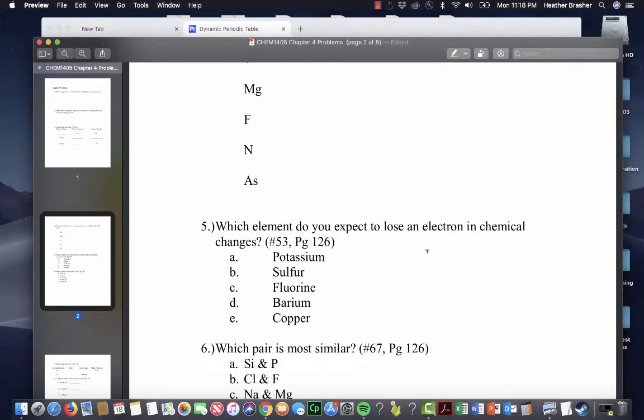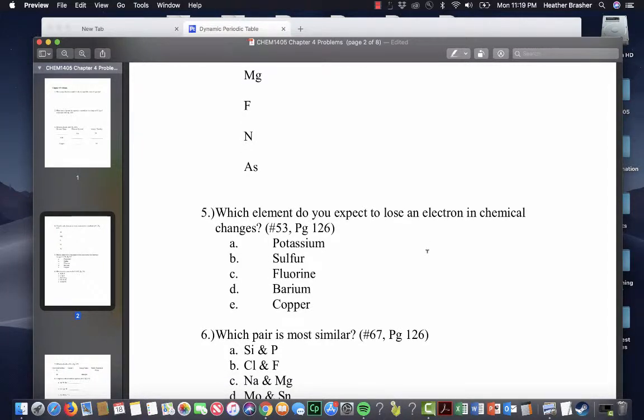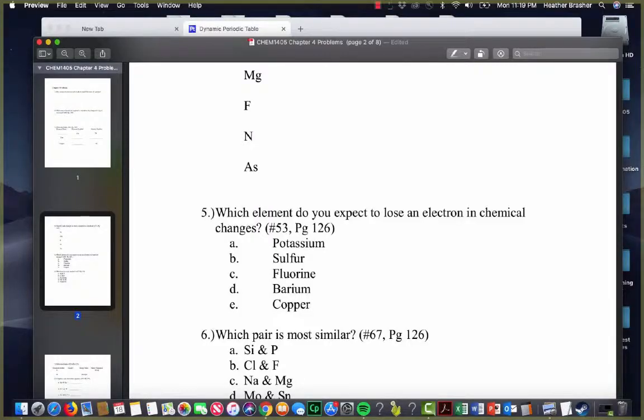So number 53, we're going to talk about which elements you expect to lose an electron in chemical changes. This is number 53, page 126. And just to let you know, when we're talking about losing an electron, that will give you an idea, though we haven't talked about it yet when we approach this section.